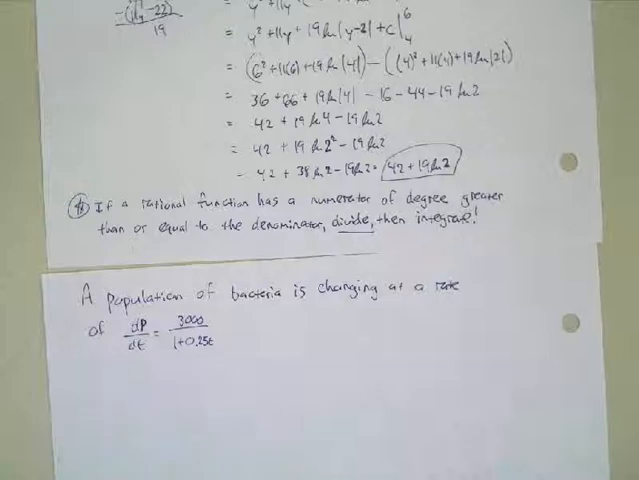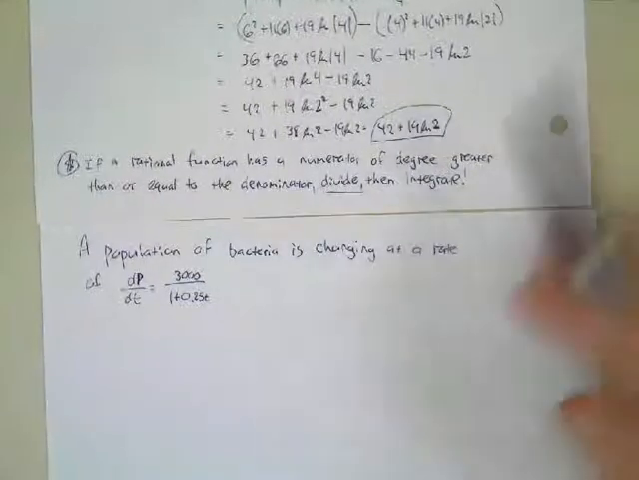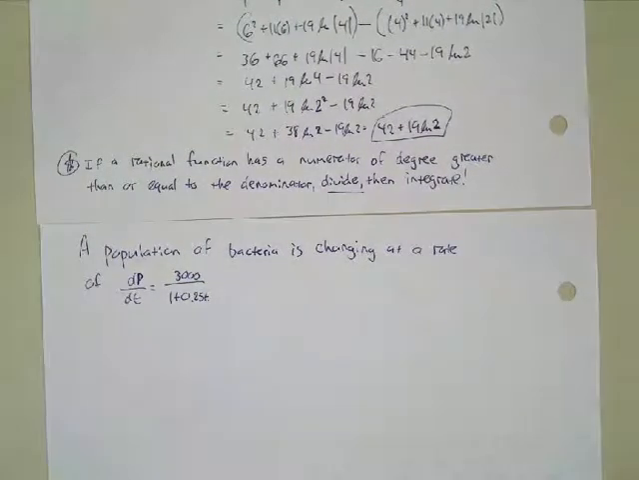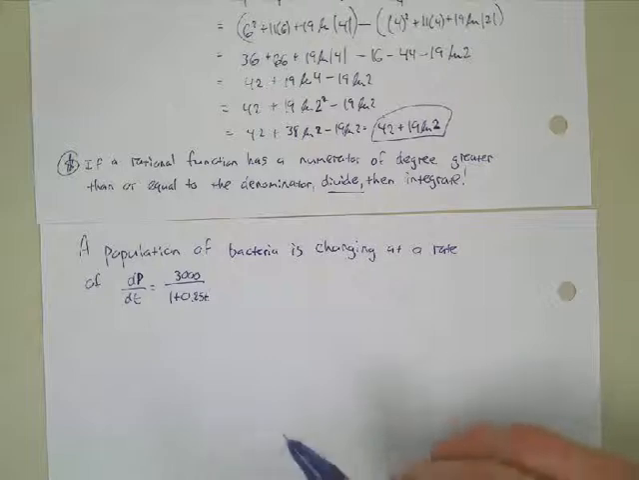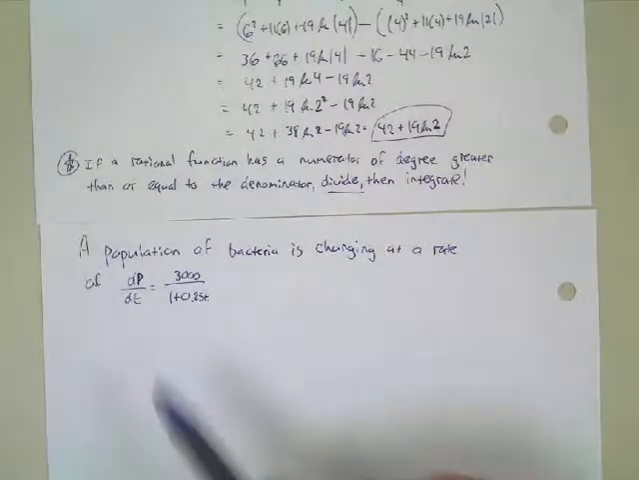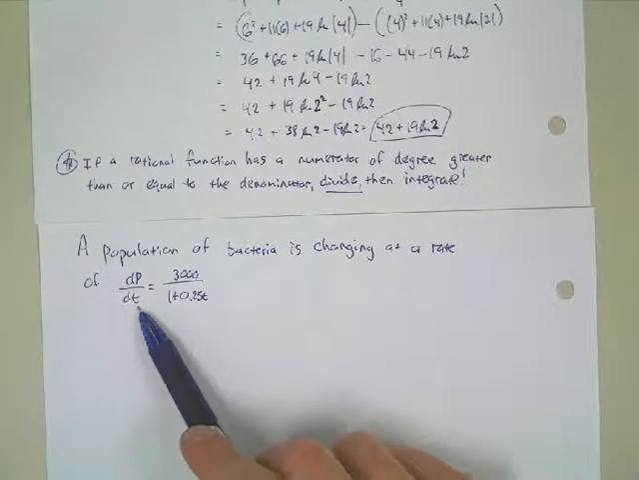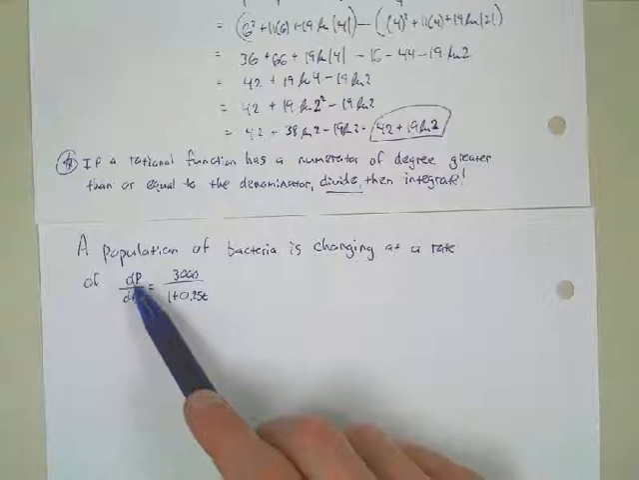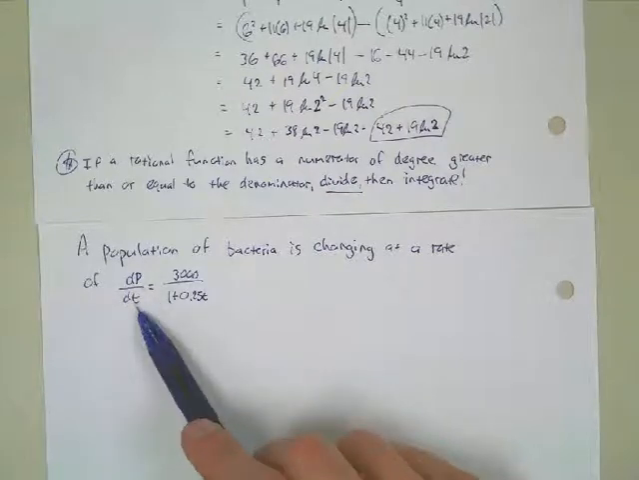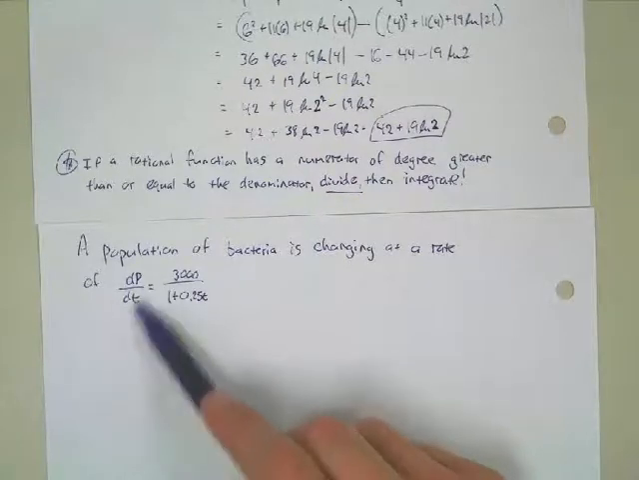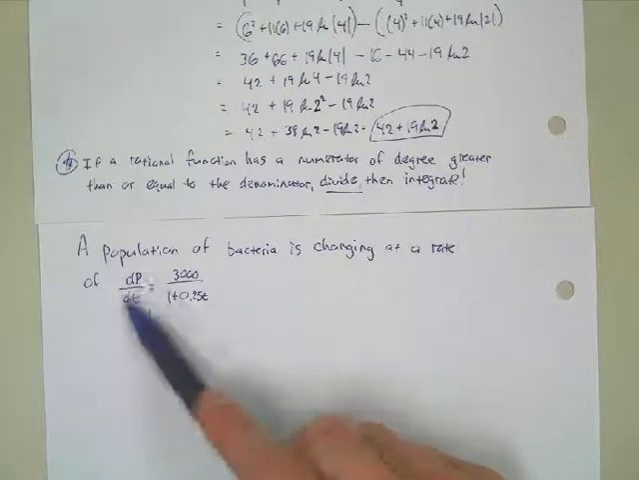Okay, so let's not be scared here by the fact that it says dp dt. Why do you think it says p there? What's that standing for? Population. And what's the t stand for? Time. So this is saying dp dt, which is not just the population. What is it really saying then? Change of population over time. The rate of change of the population over time. So this is like the derivative of the population function.